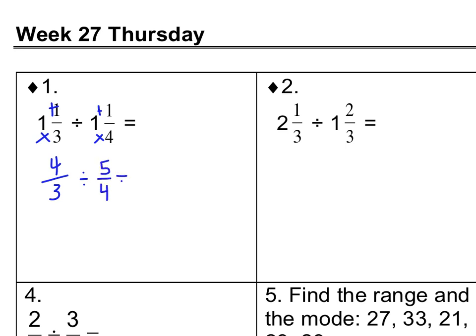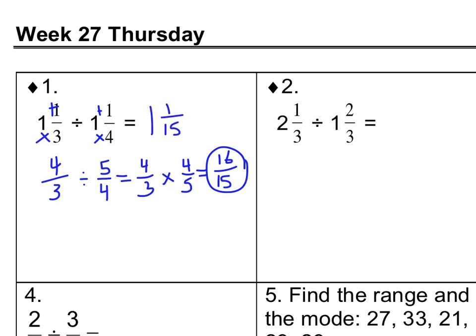And now we're going to keep, change, flip, or multiply by the reciprocal. So we keep the first number the same. We change division to multiplication, the opposite operation, and then we're going to flip 5/4 to 4/5. And now we just multiply straight across, which is going to give us 16/15. Oh, that was supposed to be a 5. And now we're just going to make this a mixed number. 16 divided by 15 is 1 and 1/15.